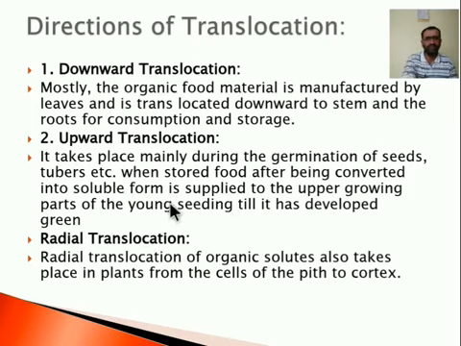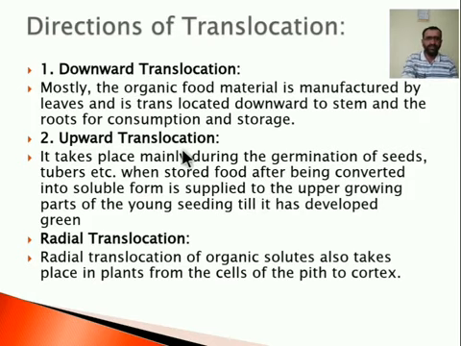At the time of seed germination, the food material which is present in the seed, when the plumule germinates and from the plumule the shoot is developed, that means the food material is translocated from the seed toward the uppermost part. Okay, so it is known as the upward translocation.